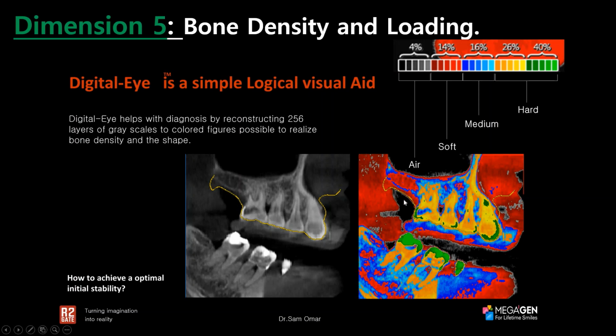The airway space is black. Also, soft tissue is always red. So here, these are the lips of the patient. And this is the soft palate of the patient. You'll find that it's actually in a red color.